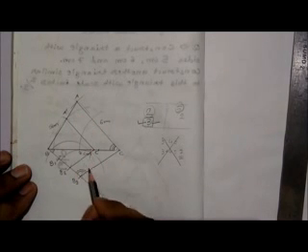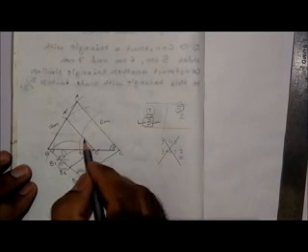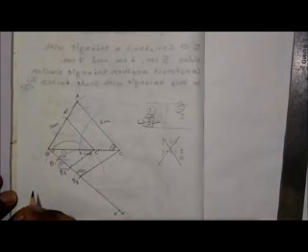Remember students, these two segments and these two segments should be parallel, then your construction is perfect. So here we have constructed triangle A dash B C dash similar to triangle ABC.